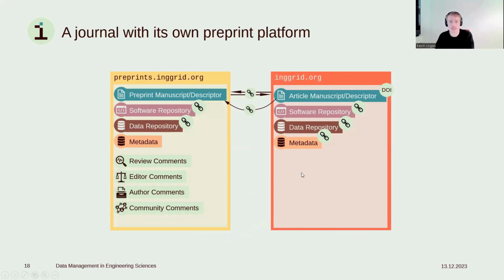And at the end of this stage, we have an article page with your peer-reviewed article on ing.grid.org. And from this we link back to the page with your preprint, with all the version history of your preprints and the reviews and review comments, etc. And most importantly, you also get a DOI, of course, for your work.